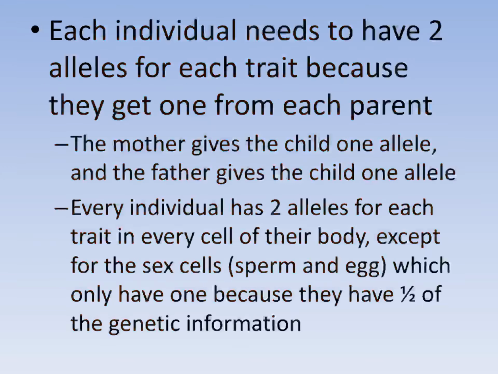Now, each individual needs to have two alleles for each trait because they get one from each parent. So the mother gives the child one allele, the father gives the child one allele. So every individual has two alleles for every trait in every cell of their body except for the sex cell. So this is the exception for that.